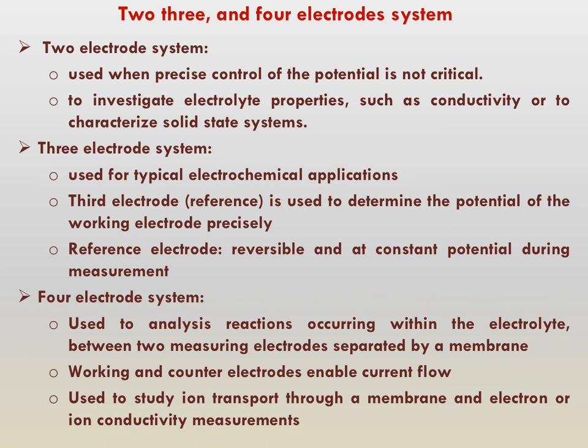A four electrode system is used to analyze reactions occurring within the electrolyte between two measuring electrodes separated by a membrane, for example, fuel cells. In the four electrode system, working and counter electrodes enable current flow. Four electrodes are used to study the ion transport through a membrane, and electronic or ionic conductivity is measured in this system. So, that was a small tutorial about electrochemical impedance spectroscopy.